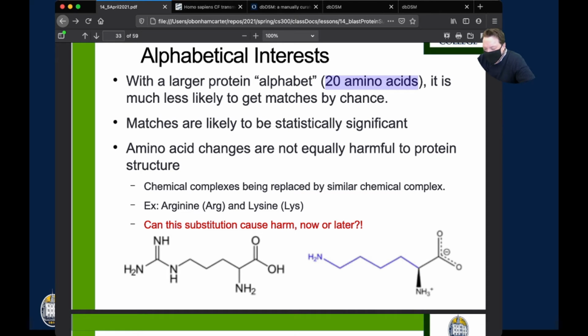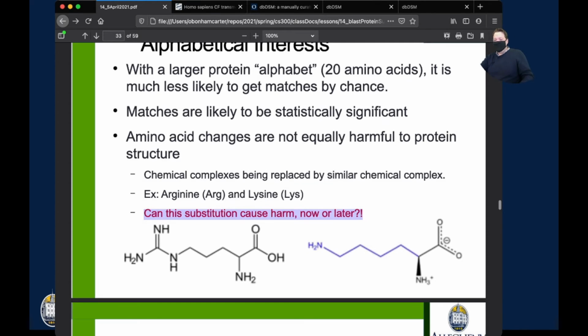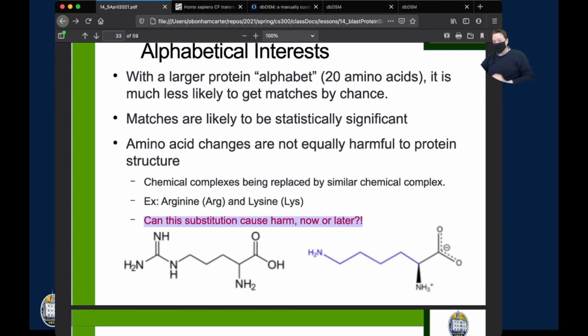But the thing is, what happens if you substitute an arginine with a lysine, or a lysine with an arginine? We ask ourselves, can this substitution cause harm now or later? Could it ever cause harm? And so to do that, we think about some of these changes, and some of the changes are not necessarily dangerous to protein structure. In other words, these two amino acids are actually kind of similar chemically. And so if you substitute one for the other, is it going to change?